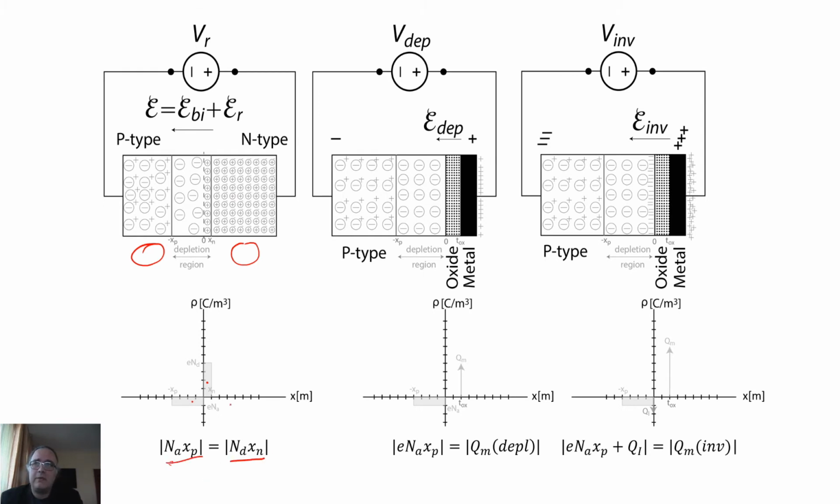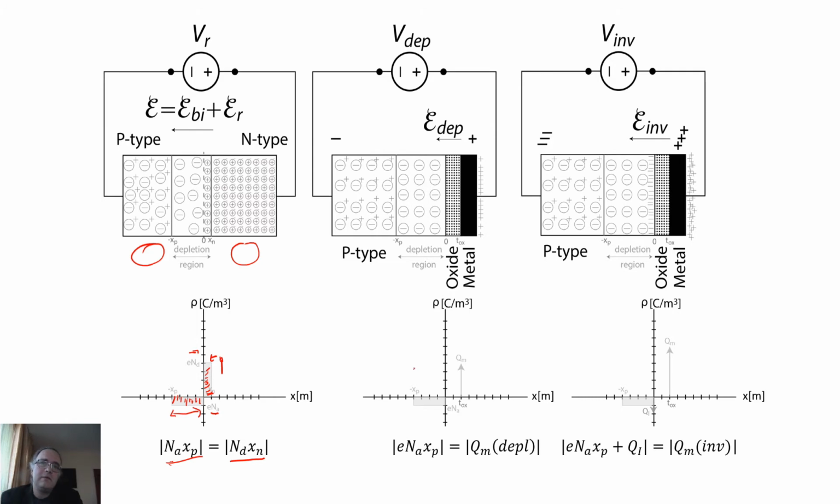In other words, the lower the concentration, the more space the region extends. The higher the concentration, the shorter in space it is, so that the sum of all negative charges is equal to the sum of all positive charges.